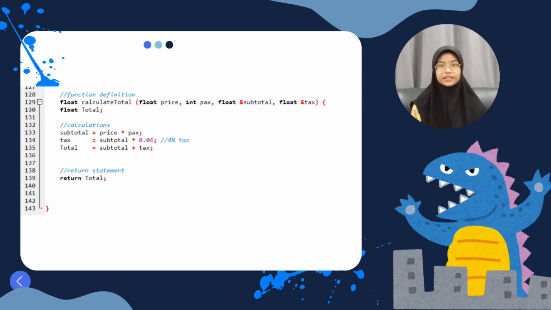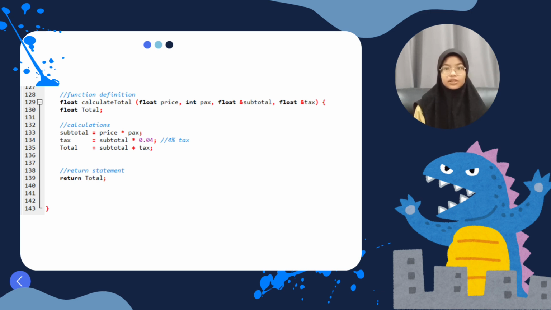I will explain a custom function called calculate total. This function is used to calculate the subtotal, tax and total amount for an order. This is the function header. It accepts 4 parameters, which is price, packs, subtotal and tax, which are also passed by reference to store the calculated values. The function returns a float value representing the total amount.